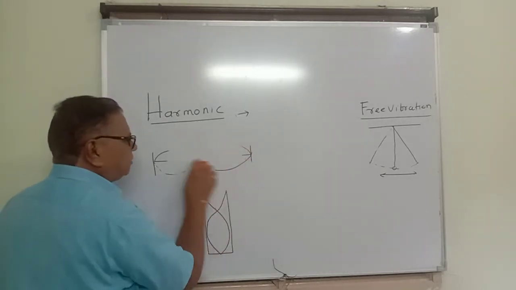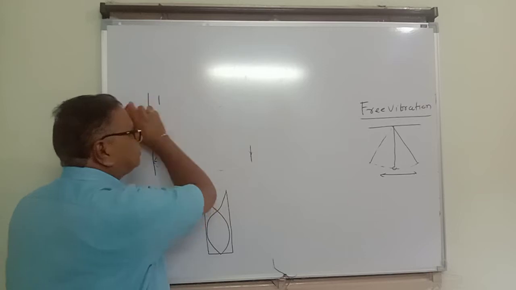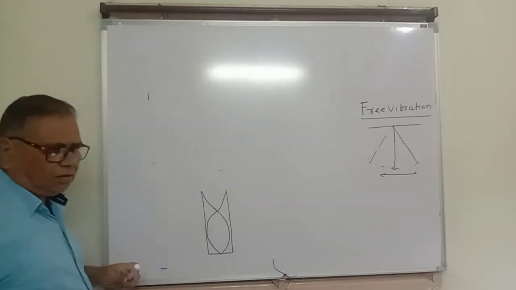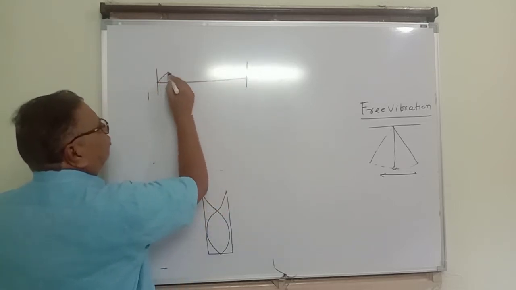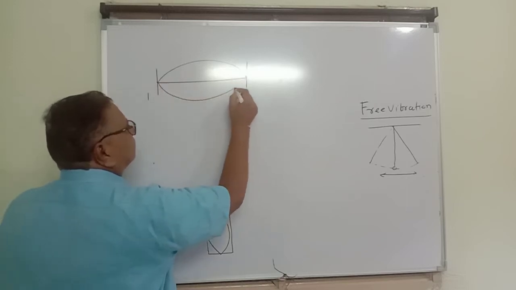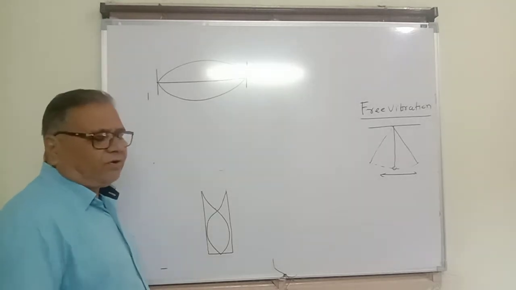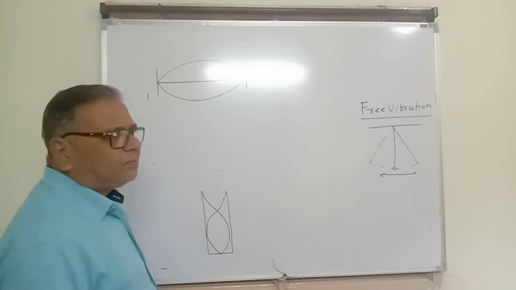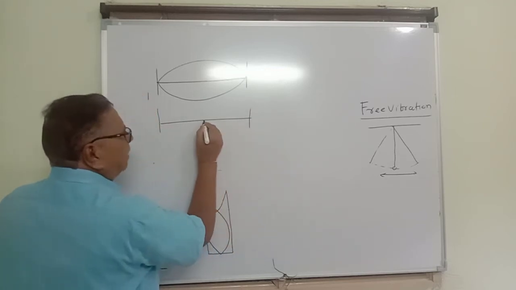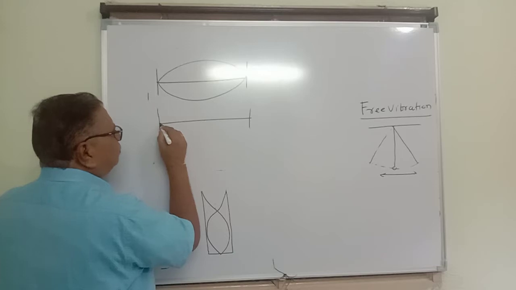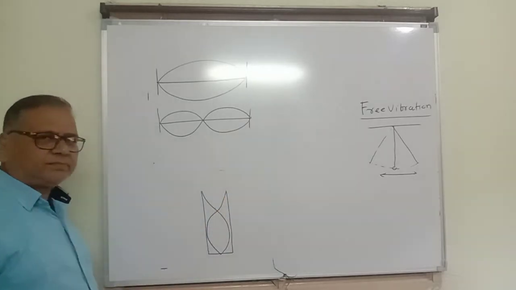If the string is plucked at its center and released, say first case, if one loop is formed, even though the length remains the same, the frequency is different, the wavelength is different. The same length of string can be made to vibrate if it is held at its center and plucked, released; two loops are formed. So frequency and wavelength will be different.